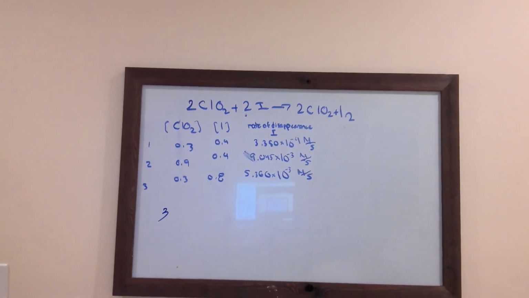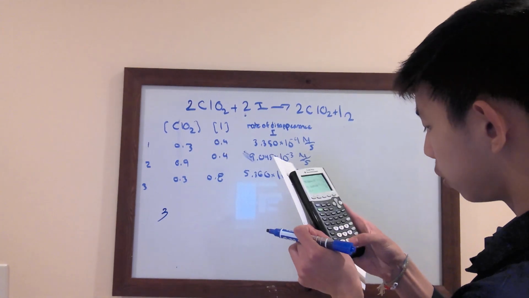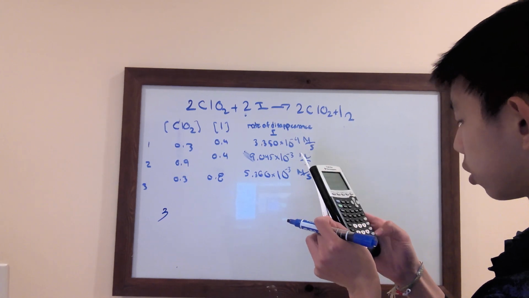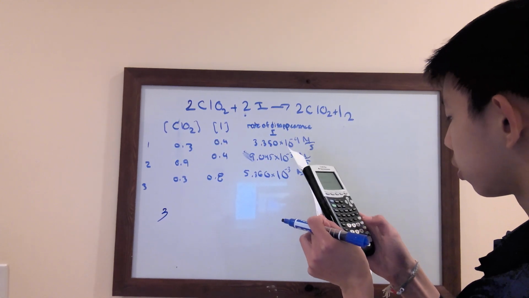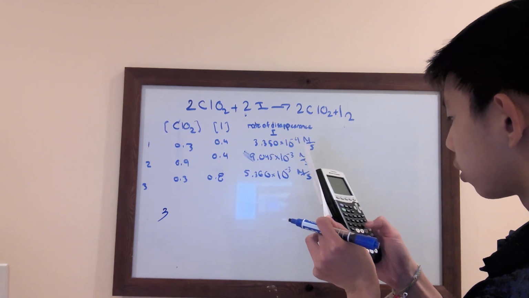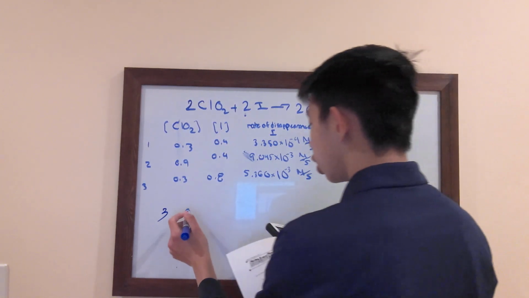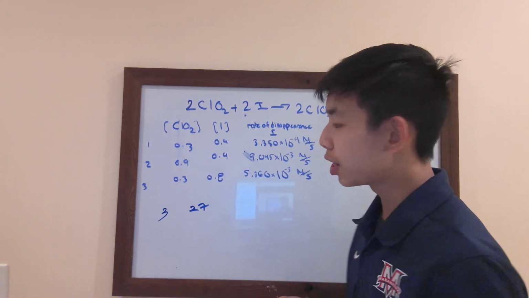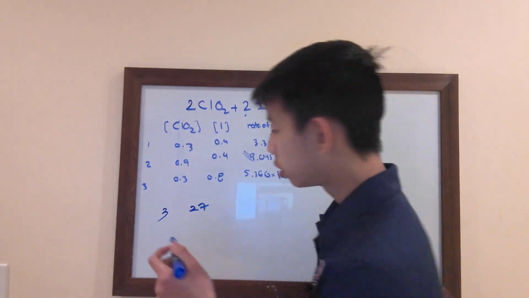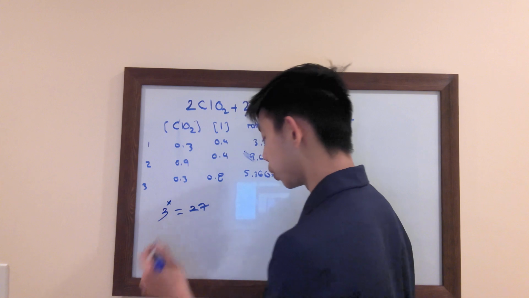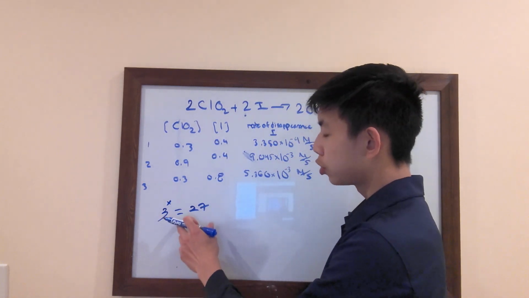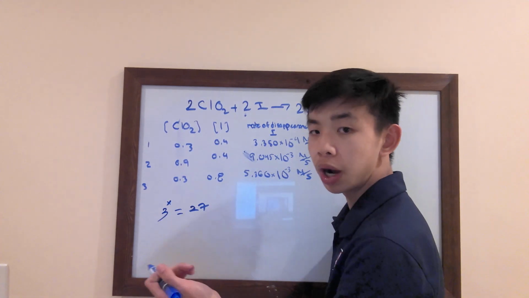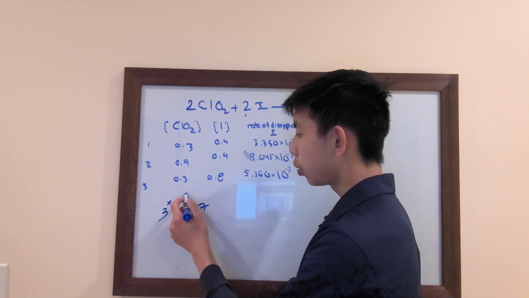This will give you 9. This will give you 27. And the way to do rate law problems is that to find x, it's always exponential. So it's 3 to the x equals 27. You solve this by seeing 3 to what power gives you 27. And so that will give you x equals 3.